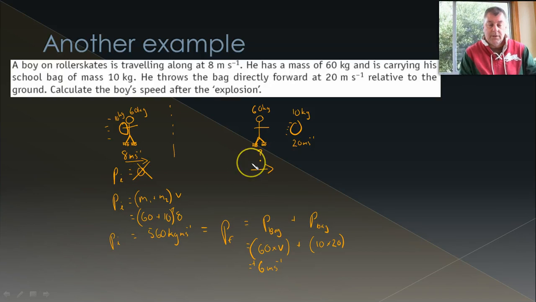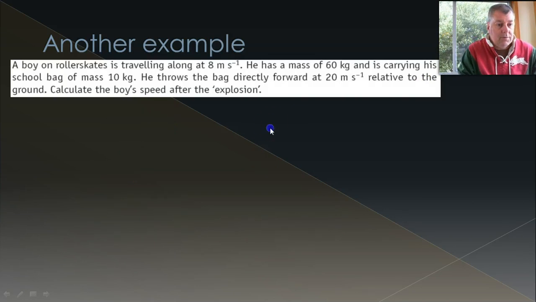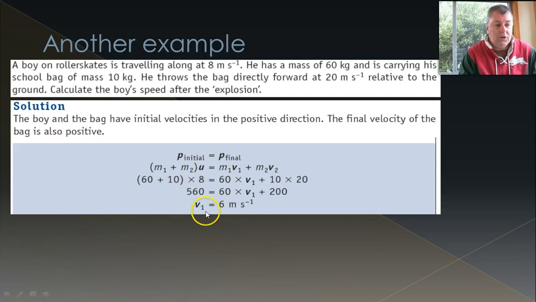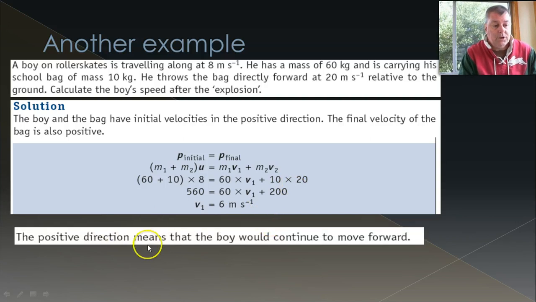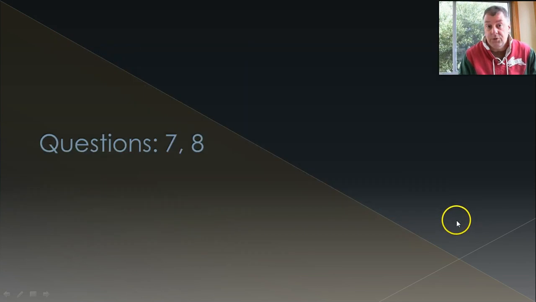So he slows down. So imagine you're skating along, you have your heavy bag, you throw your bag forward, it slows you down a little bit. It's the law of conservation of momentum. Okay, let's have a look at what that would have looked like maths wise. Here they go, you can pause this and read exactly what I did, but I drew a diagram. Okay, so that tells us positive direction means that the boy would continue to move forward, whichever direction is forward. So now you should be able to do questions 7 and 8.